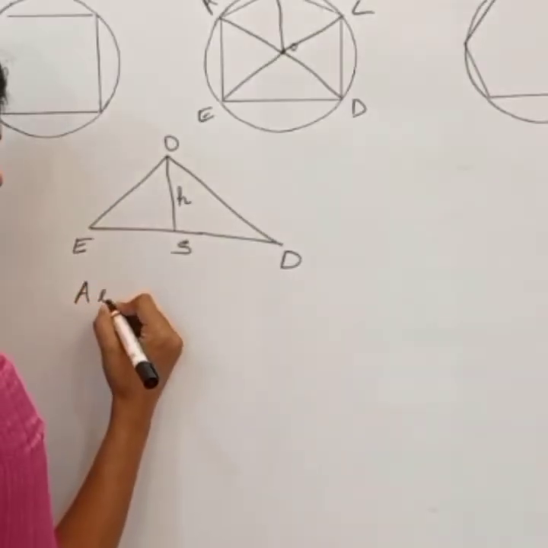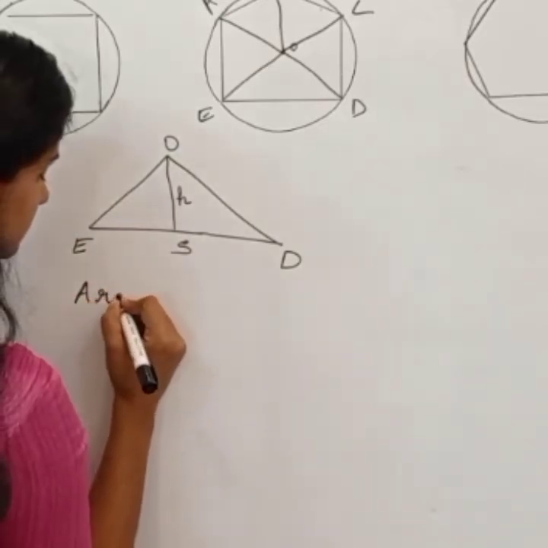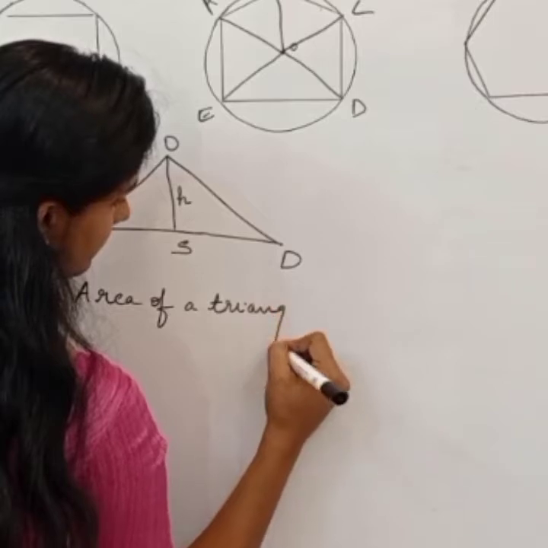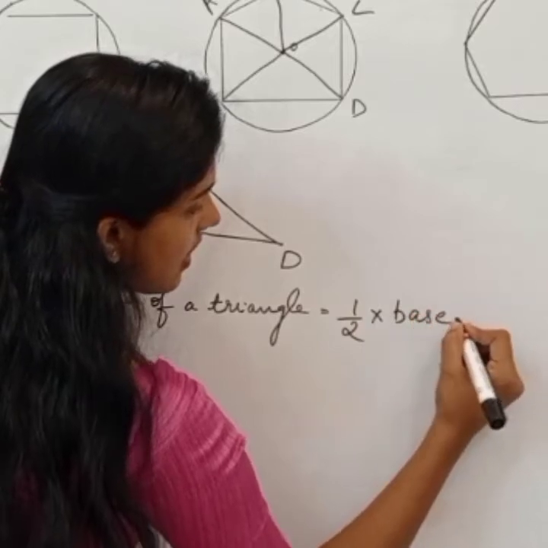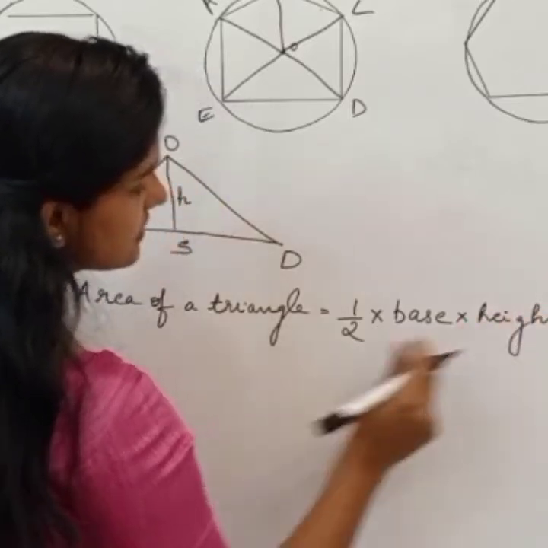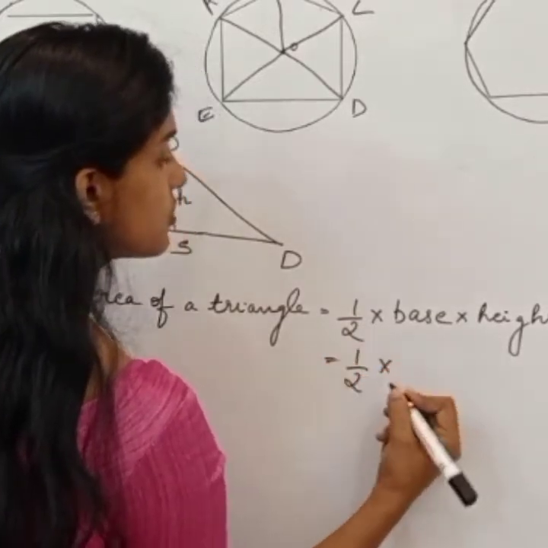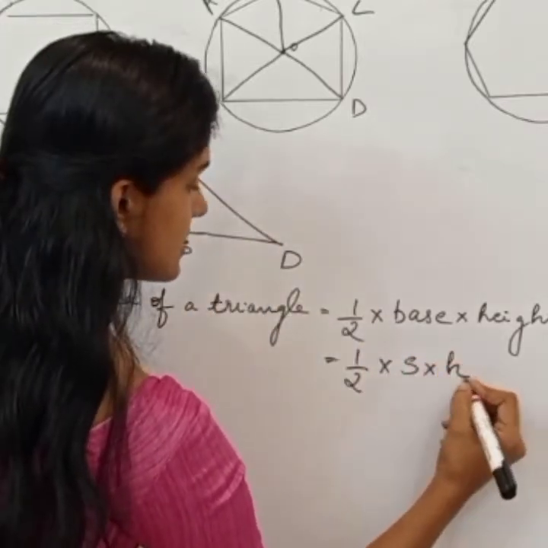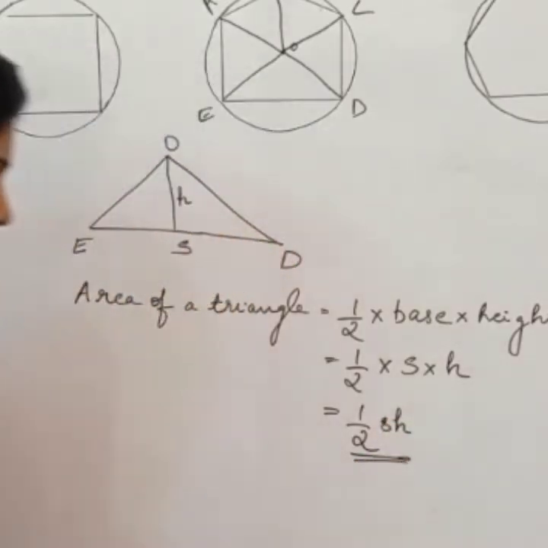Area of triangle is half into base multiplied by height. This gives the area of a triangle. Now, we have half into, what is the base? Base is s. And what is height? h. So the area of the triangle is half s h. Okay.